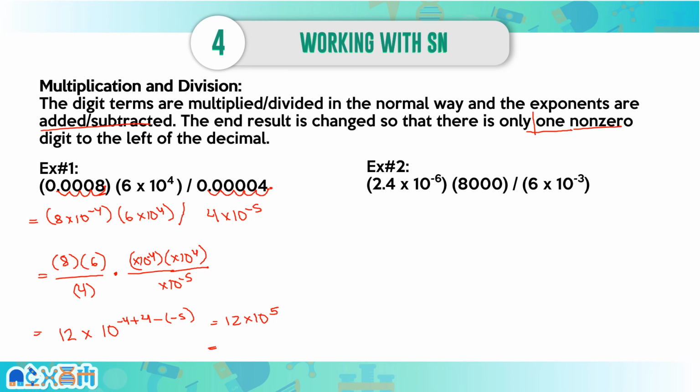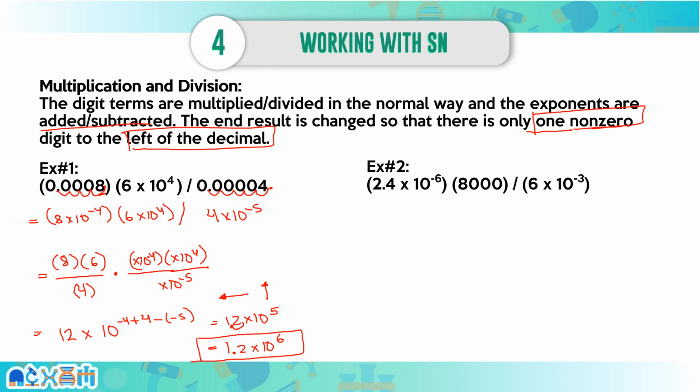However, as stated here, you should only have one non-zero digit to the left of the decimal, which means from 12, we have to move one space to the left. Since you moved to the left, your exponent should increase. That will give you 1.2 times 10 to the 6. So this is now your final answer.